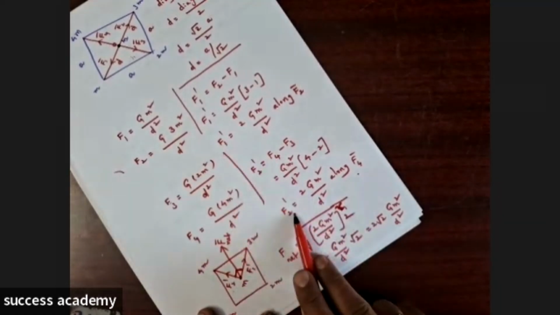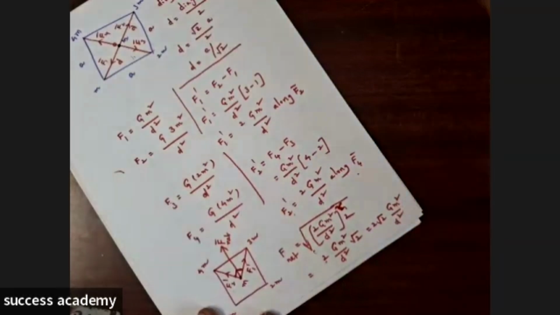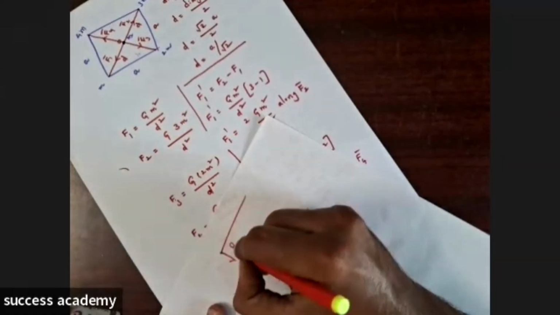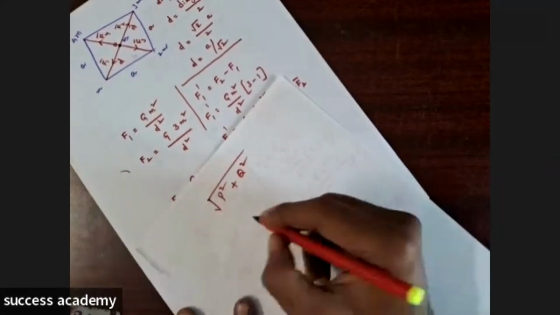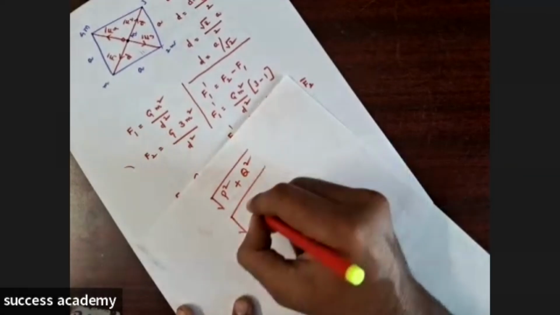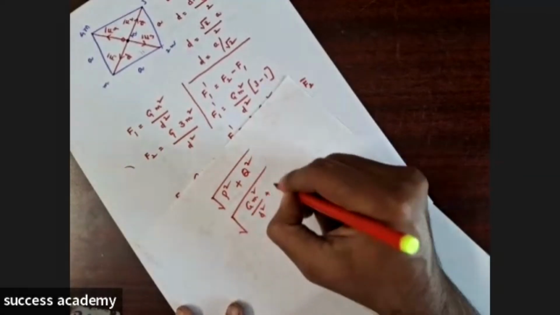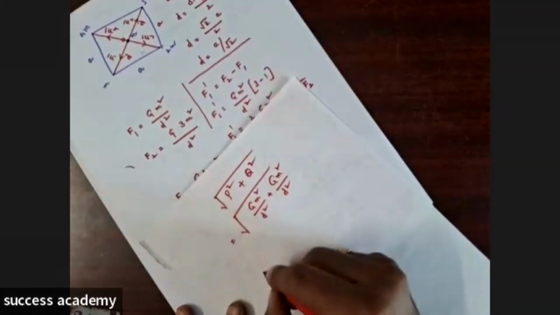Okay, now observe carefully. F1 dash and F2 dash both are same values. So if you apply the parallelogram law of vectors, root over p square plus q square. See here. Root over p square plus q square. It means what? P means gm square by d square, plus q means gm square by d square. So both the things are repeated.